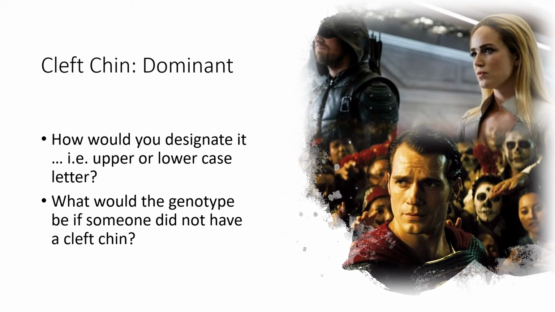Alrighty, so cleft chin, they're considered dominant. This is my favorite slide, obviously. So how would you designate that somebody has a cleft chin? If it's dominant, it has to be a capital C. What would the genotype be if someone did not have a cleft chin? So if somebody did not have a cleft chin, their genotype would be lowercase c.